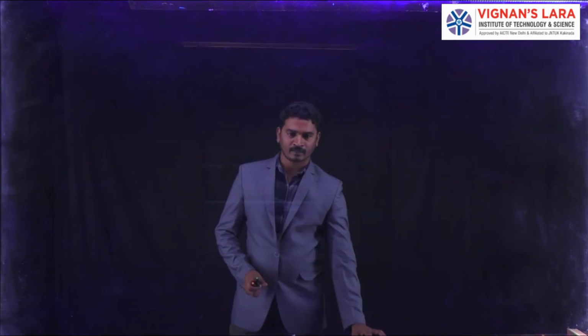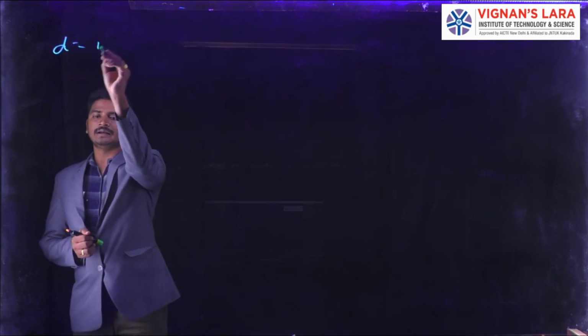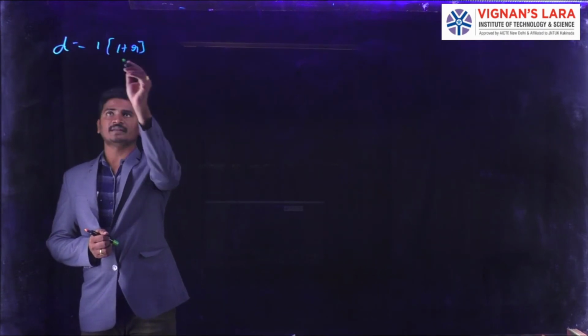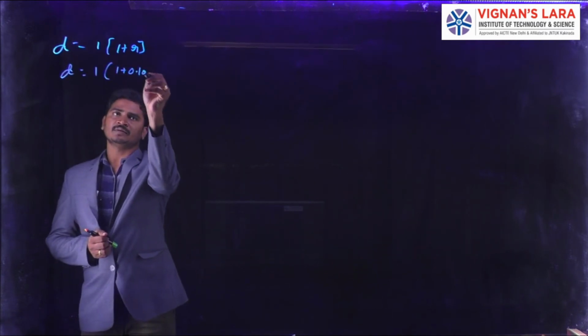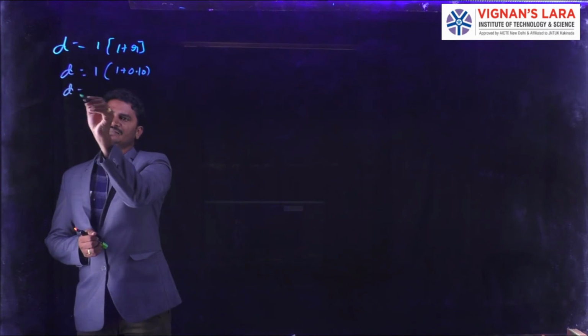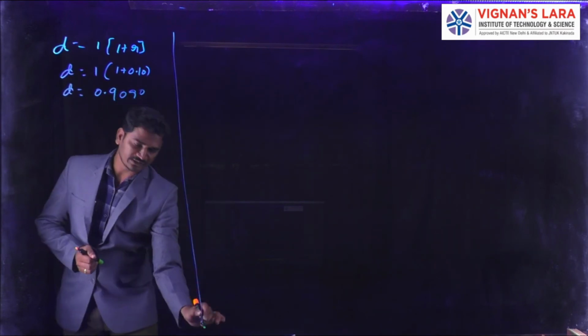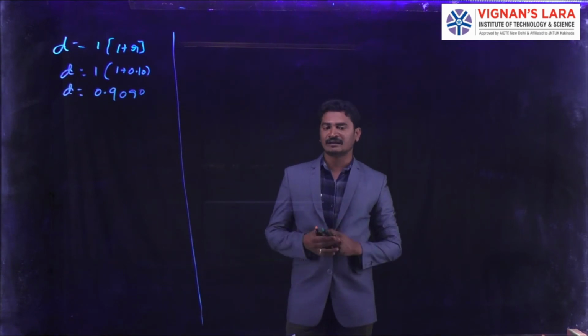Here the worth factor is given in the data, that is 10% per year, and the discount factor over a period of 1 year is given by d is equal to 1 by (1 plus r), where r is 10%. That is d is equal to 1 by 1.10. From this we obtain the d value, d is equal to 0.9090.